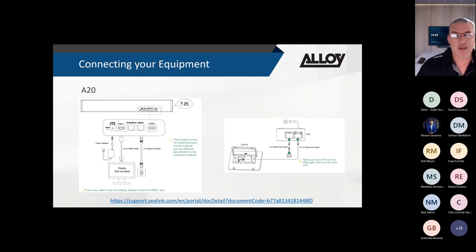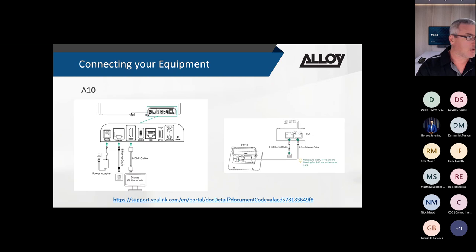All right, moving on to the A20. Again, very similar to the A30, but this time there's no line in, line out port. We've got our two HDMI ports. We've got our power adapter. We've got our VC hub or phone port for connectivity to external mics. And we've also got our connection to our corporate network via the internet port. And then again for that CTP18. So very similar to the A30.